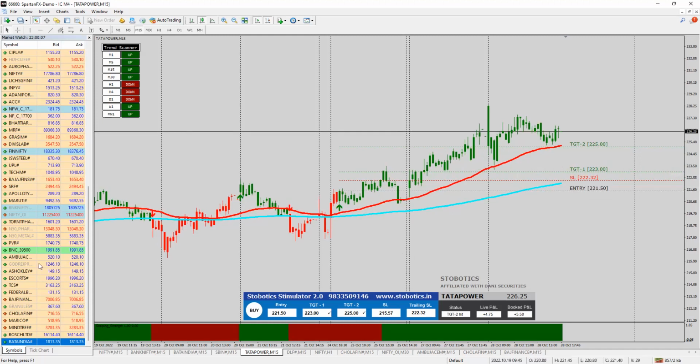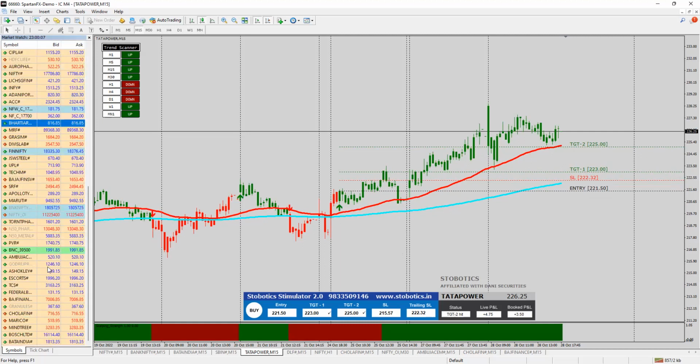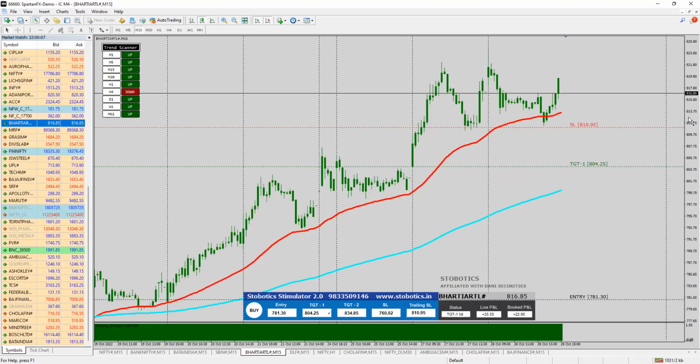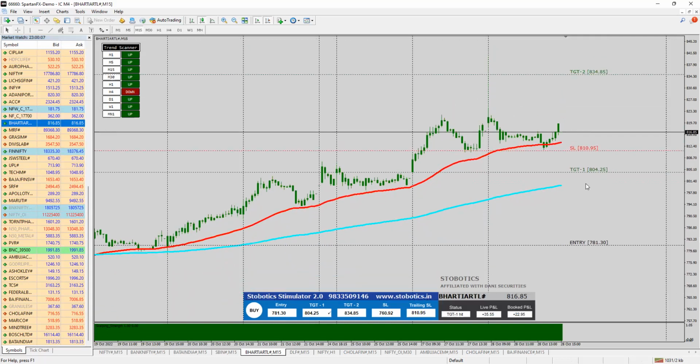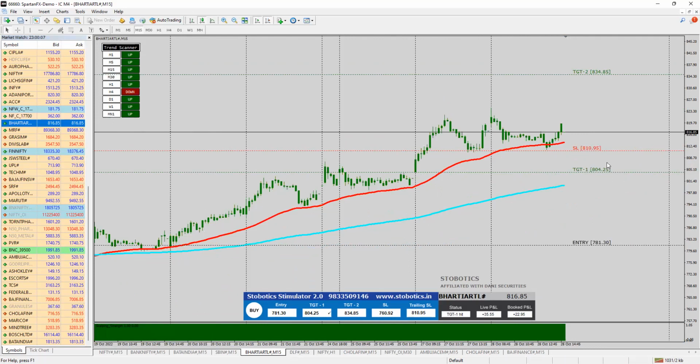Next is Bharti Airtel. I will just show it to you. See, this also hit all our targets. Entry was around 781, you can see on the right hand side. This was a positional trade, I think 2 weeks back. The target was around 804, so the target also got hit. Now it is getting trailed.